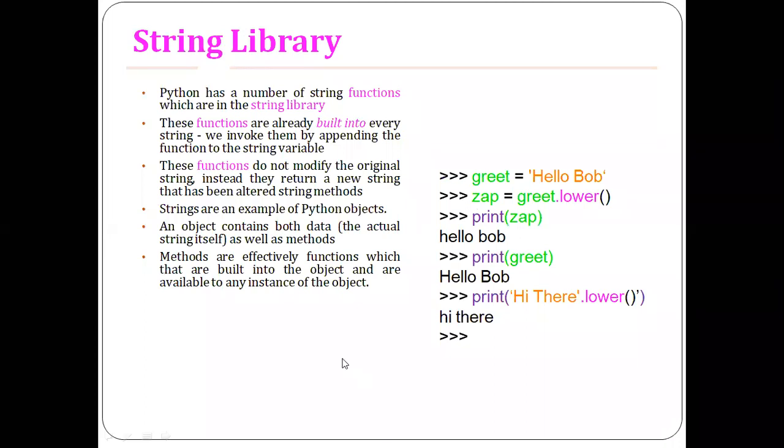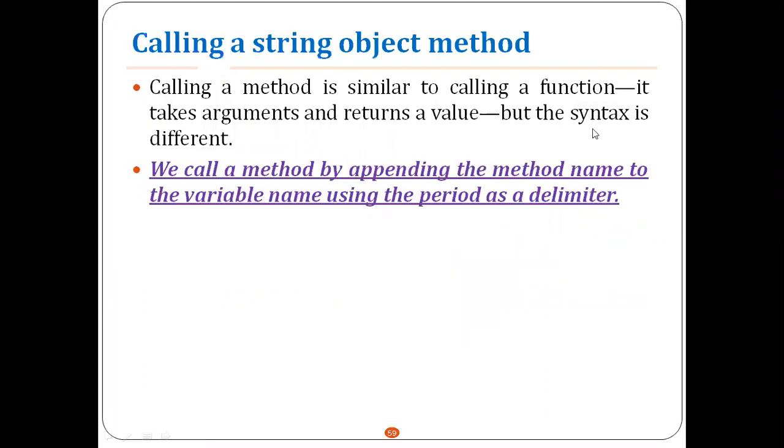We're just using the function name. So, this is the string object followed by a delimiter followed by the name of the library function, without having anything else. Calling a method is similar to calling a function. It is very much similar to calling a function, but the syntax is different.